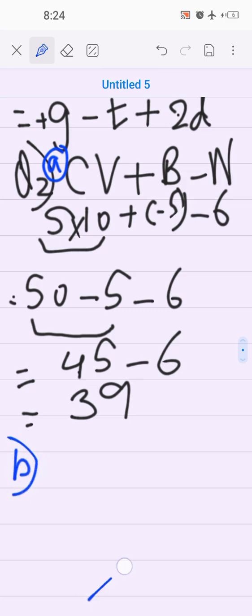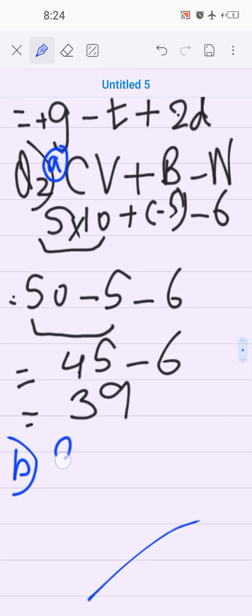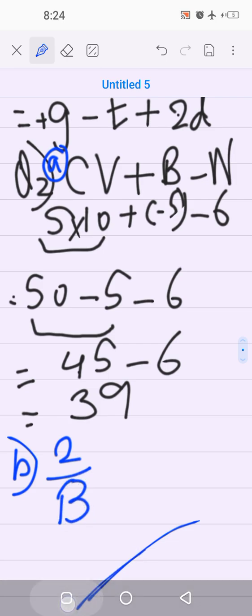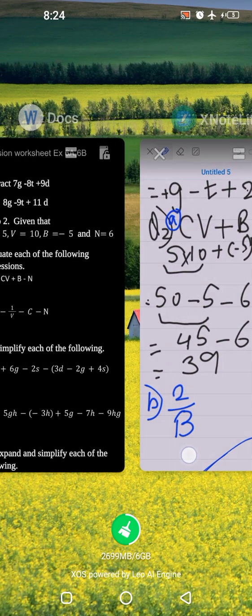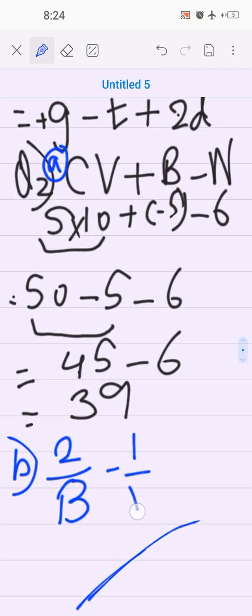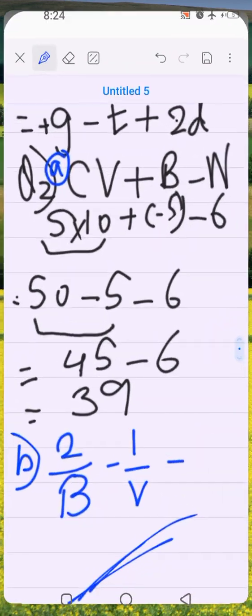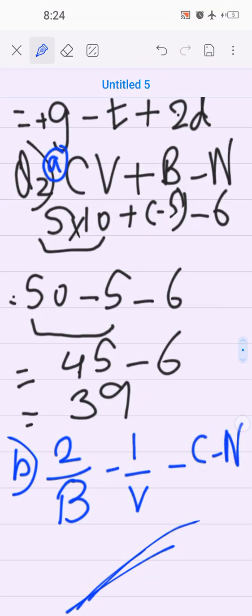Part B. Now, what's part B for us? 2 over b. Now this is very important. We have got fractions here. Many students just do not like fractions even though they have been doing this since grade 4. Minus 1 over 5v minus c minus n, I believe.